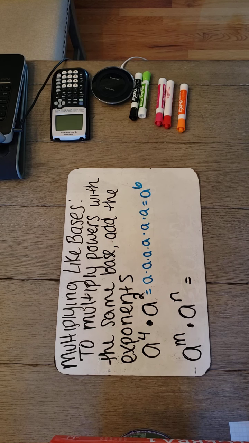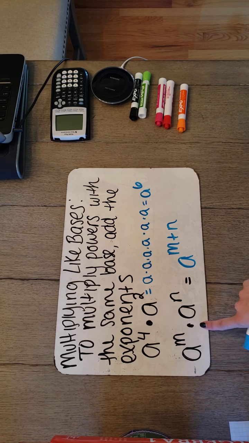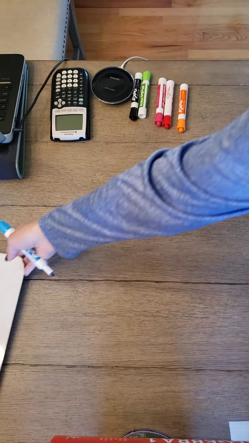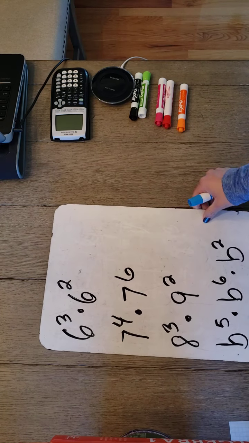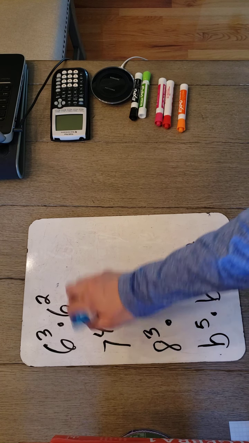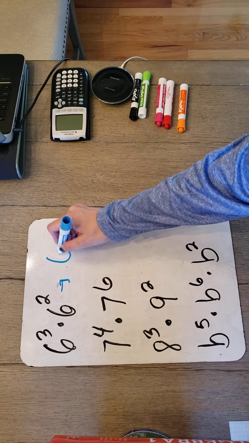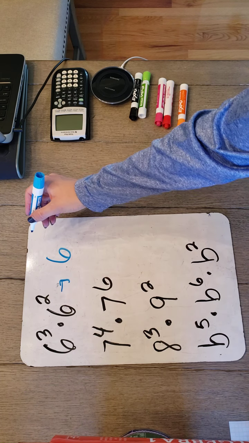Now the general form of this is a to the m times a to the n is equal to a to the m plus n. All that's saying is when you're multiplying the same base, add the exponents. So if you look here, we're multiplying, we have the same base. So your base stays the same, add your exponents. What's 3 plus 2? 5.